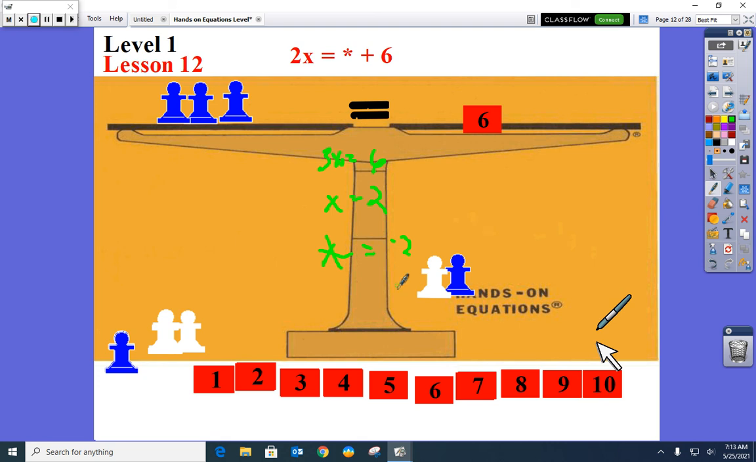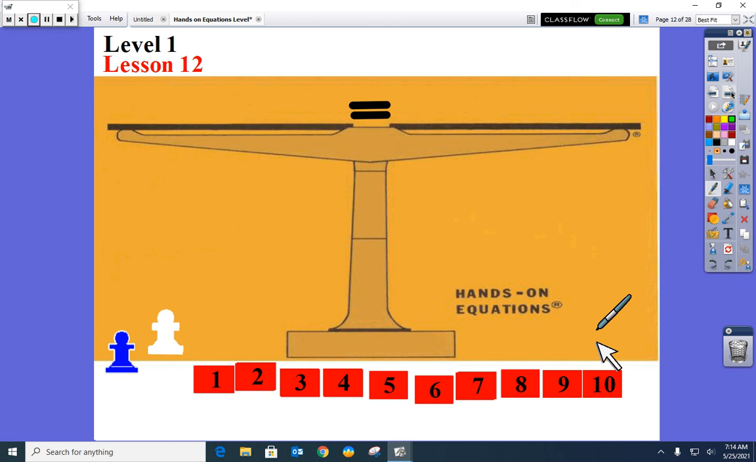All right, so if x equals 2 and star equals negative 2, when I do my check, I get a 2 there and a negative 2 there. 2 times 2 is 4. And negative 2 plus positive 6 is positive 4. So I would get 4 check 4. Let's reset. Let's do one more example, and then I'm going to let you guys get to work.